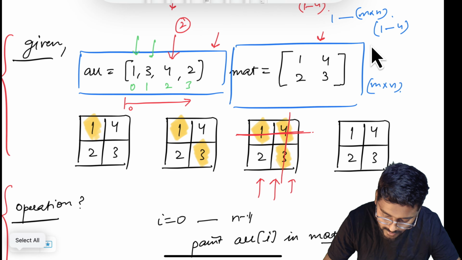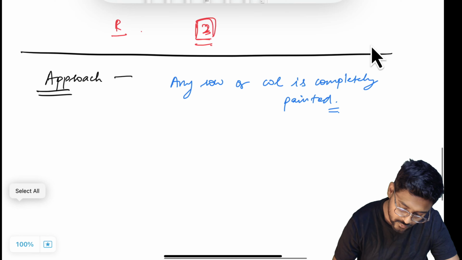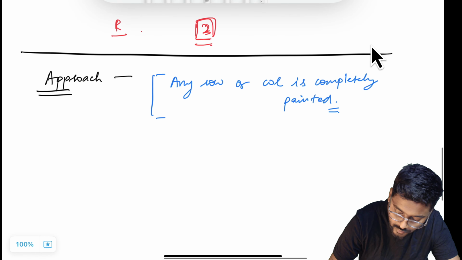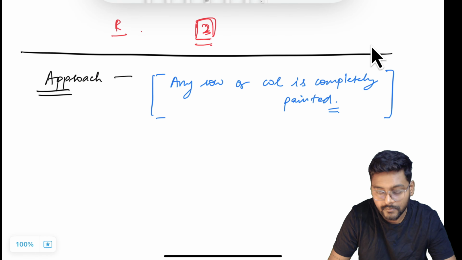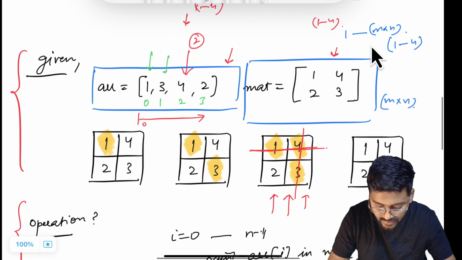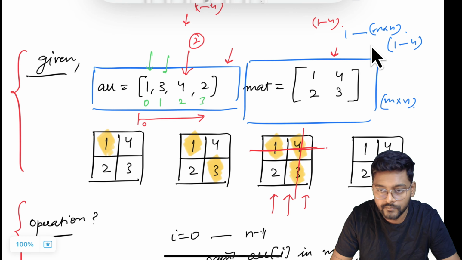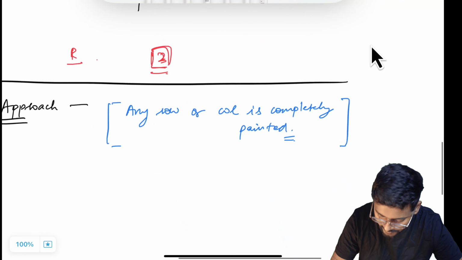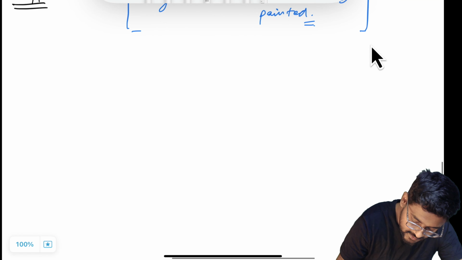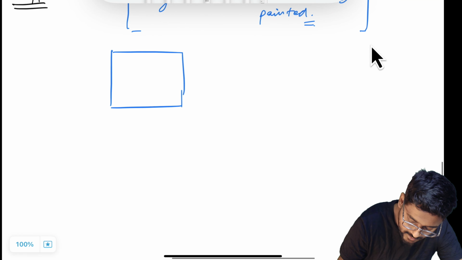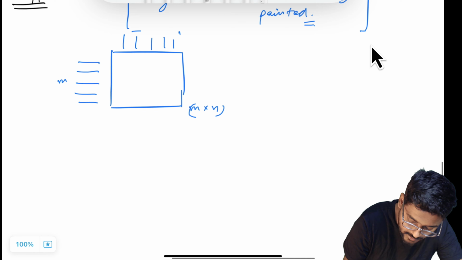Now what is going to be my approach? What we have to find out is whether any row or column is completely painted. We are iterating over our given array and painting the corresponding cell, and after painting the corresponding cell we have to make sure whether any one of the rows or columns is becoming completely painted. So this is the matrix given to us, and this matrix is of size m cross n. It means the number of rows is m and the number of columns is n.